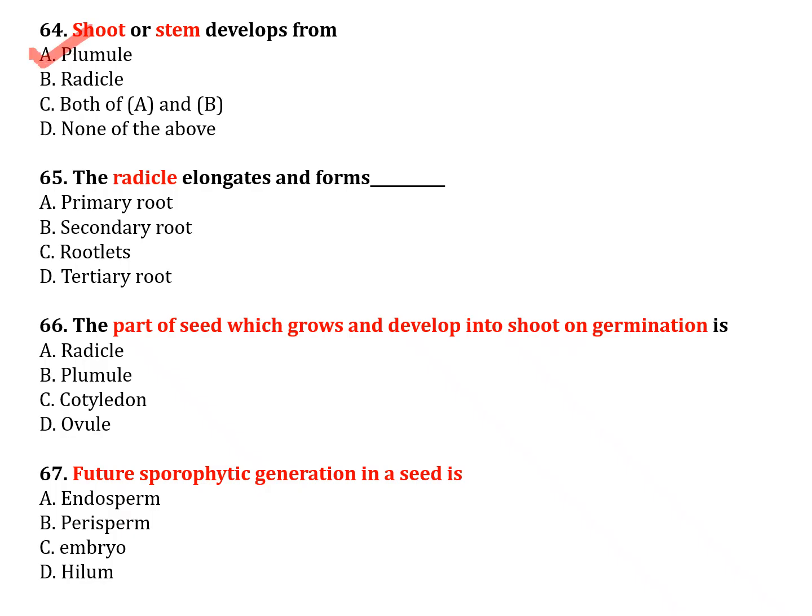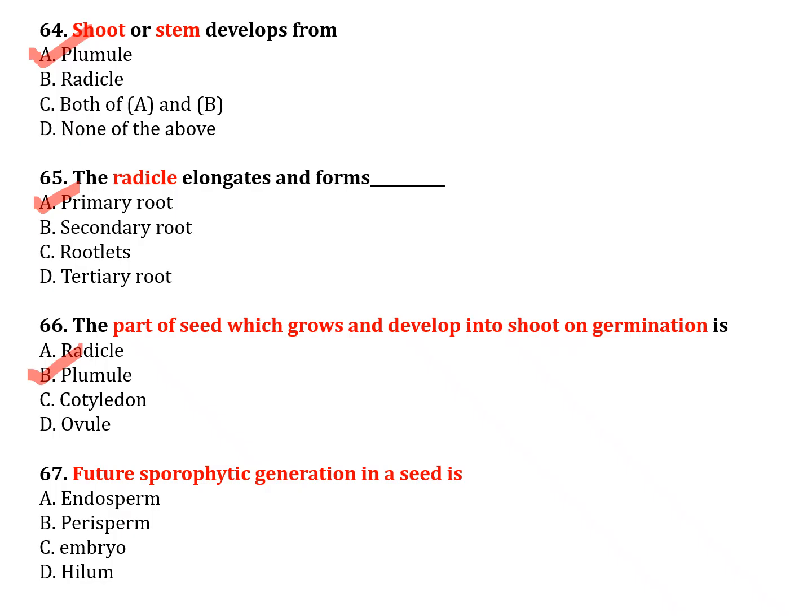The next question, number 65. The radicle elongates and forms dash. Option A, primary root; option B, secondary root; option C, rootlets; option D, tertiary root. Correct answer is option A, primary root. The next question, number 66. The part of the seed which grows and develops into shoot on germination is: option A, radicle; option B, plumule; option C, cotyledon; option D, ovule. Correct answer is option B, plumule.